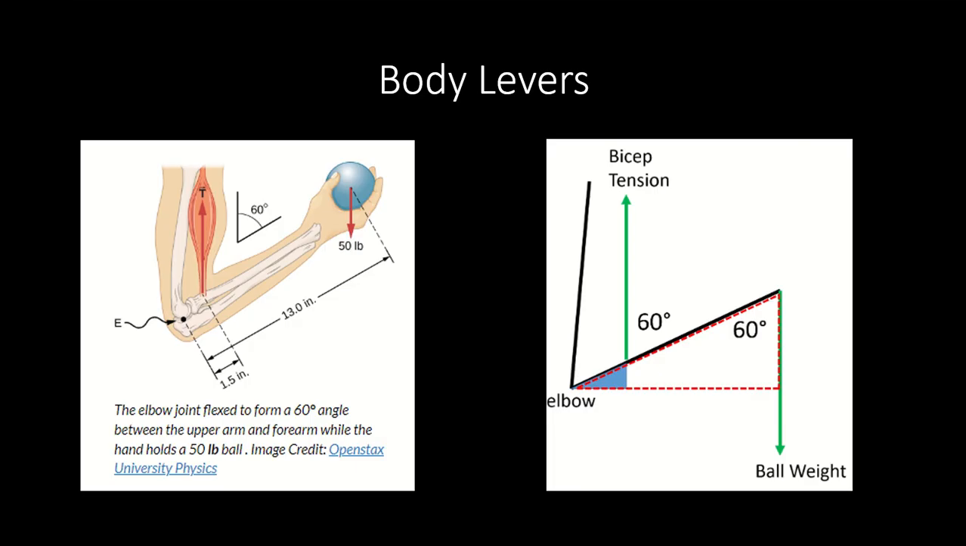Now, we can relate these to body levers, like what happens in our arms and legs and whatnot. Let's say we had some example, like the tension in our bicep as we're trying to lift some object. Well, if we had our elbow, which has a total of 13 inches away from the point of rotation, at the end of that 13 inches, we have some 50-pound weight.